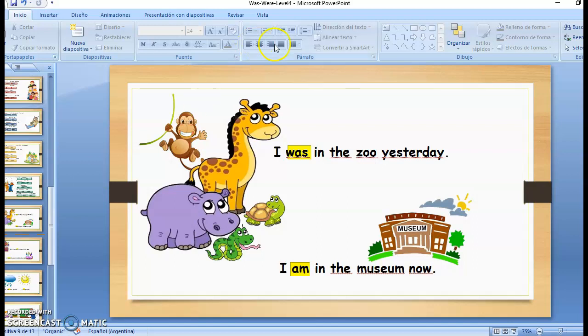Dice, I was in the zoo yesterday. Yo estaba en el zoológico ayer. Ahora sería I am in the museum now. Estoy en otro lado ahora, pero en el pasado estaba acá. ¿Se entiende? Vamos a ver otro.